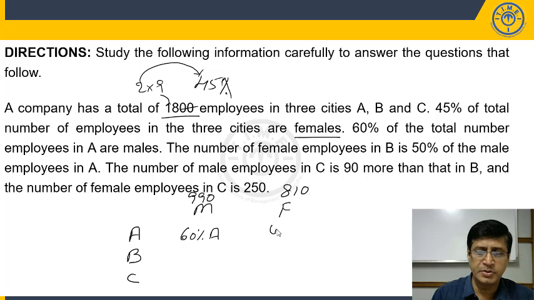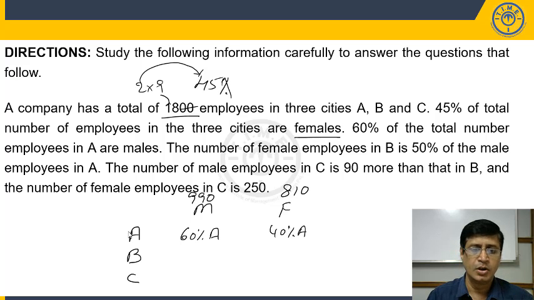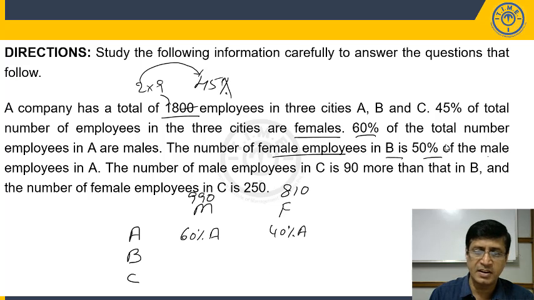60% are males means the remaining are females. So I am taking 40% of A as females. What is A? A is the total number of employees in the city A. Now what about the next condition? Second condition: the number of female employees in B is 50% of the male employees in A. Male is 60% of A, and 50% of that means 30% of A is the female.